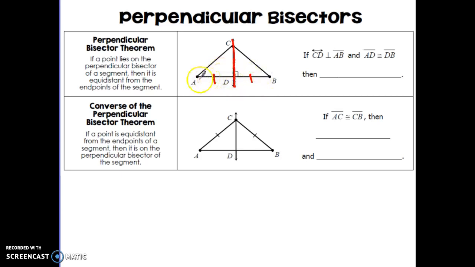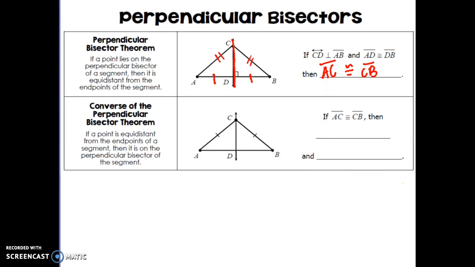These two are the same. Whatever value AD is, DB will be that same value. And so with that said, this theorem also says that segment AC is also congruent to segment CB. So again, whatever distance this is, CB will also be that exact same distance.